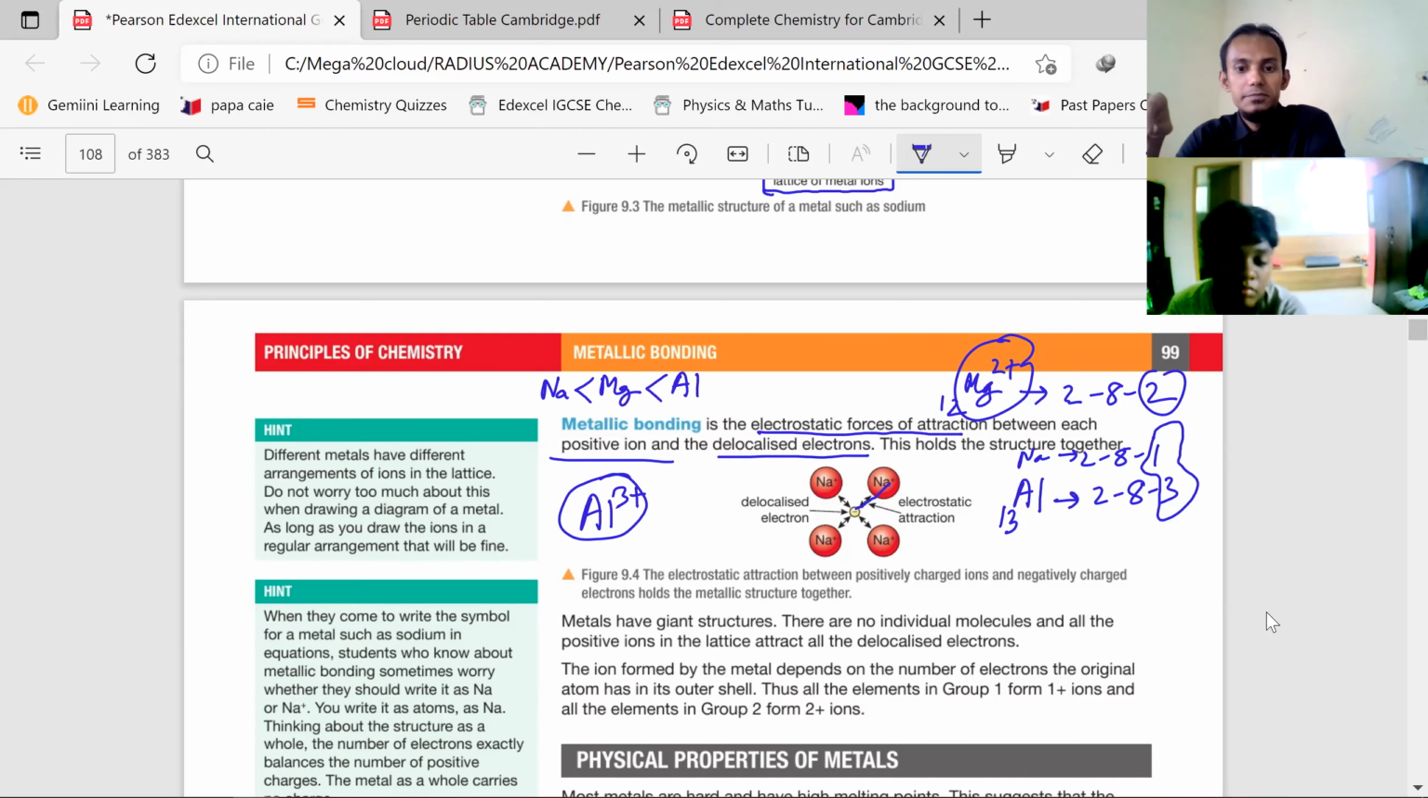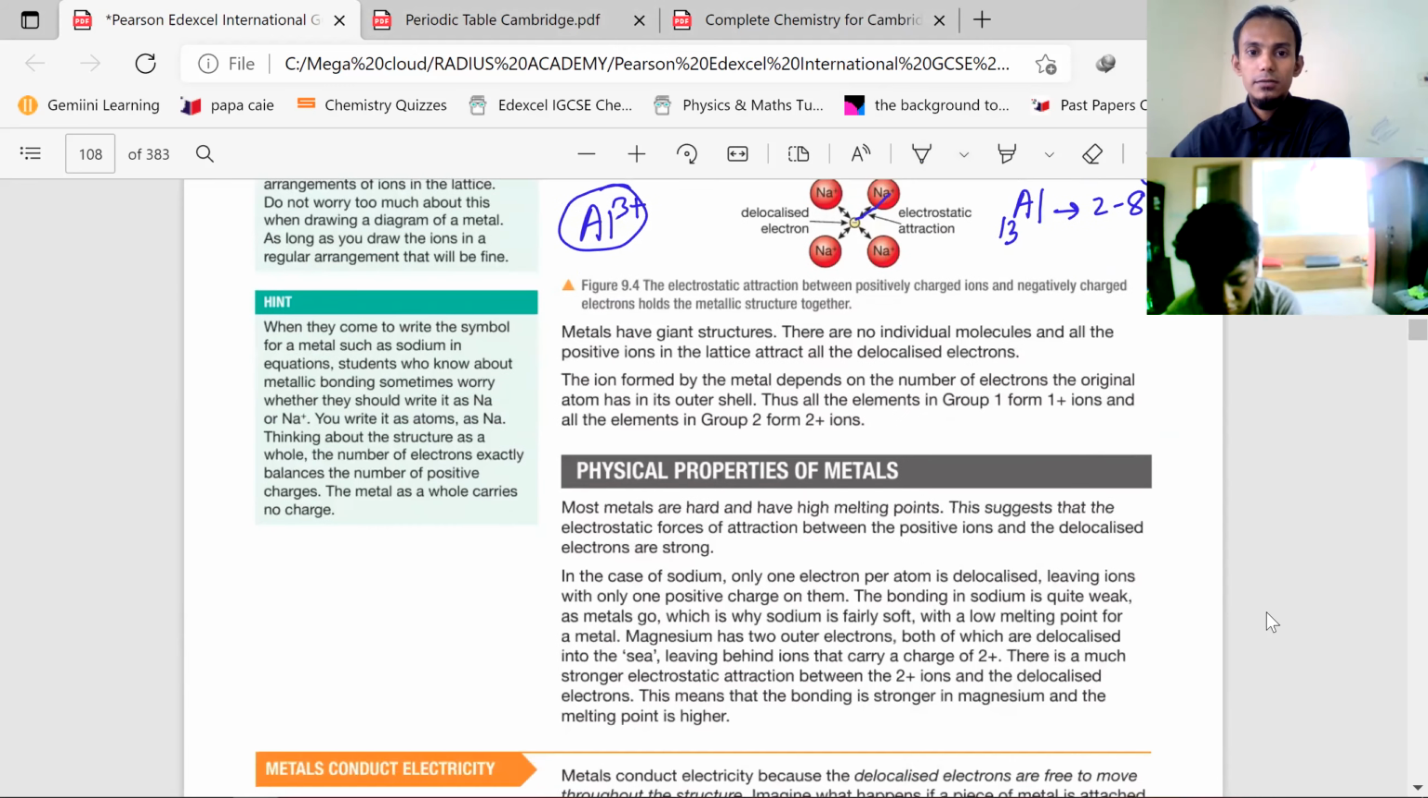Is it understood? Melting point, boiling point means we want to separate the metal ion from its delocalized electrons. We want to separate these two entities. And to separate these two entities, we need to give the most energy in case of aluminum and the least in case of sodium. Iftikhar, okay? Yes, sir. Okay, very good.